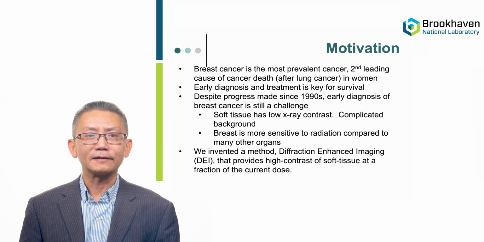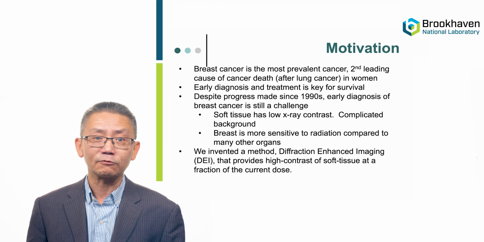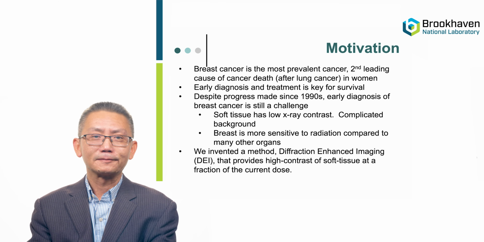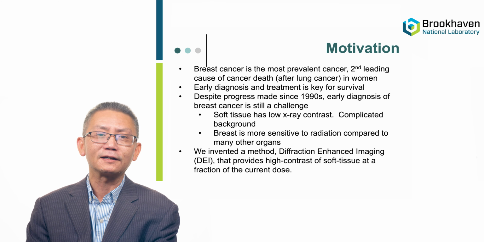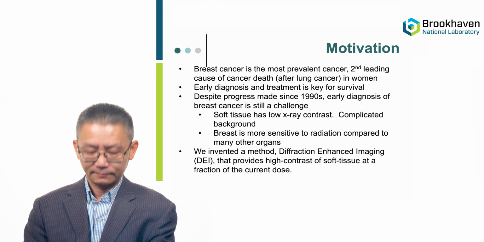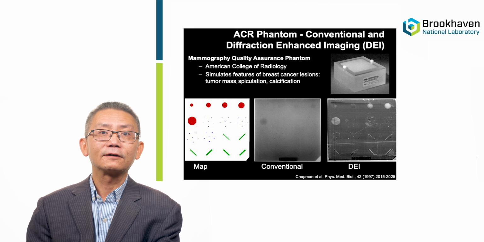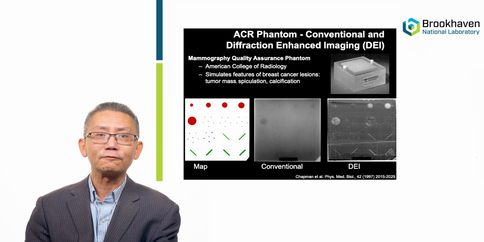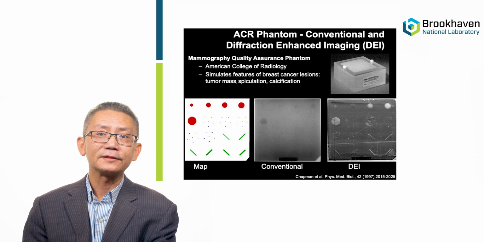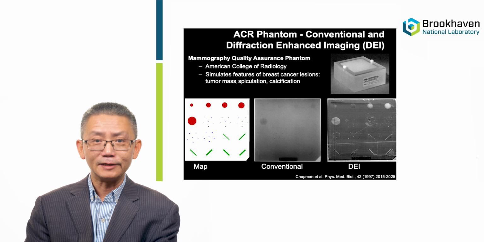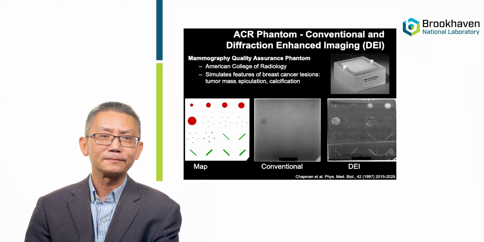So we invented a method we call diffraction-enhanced imaging. That was 20 years ago. This method provides high contrast of soft tissue at a fraction of the current dose. So look at this phantom. It's called the American College of Radiology, ACR phantom. We compare the image of this phantom with conventional X-rays and with our DEI method.